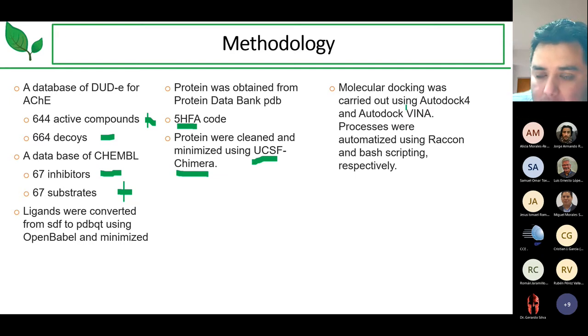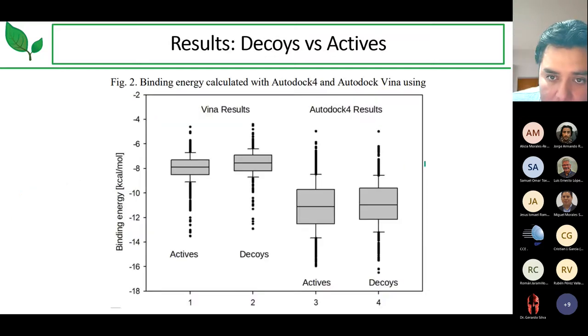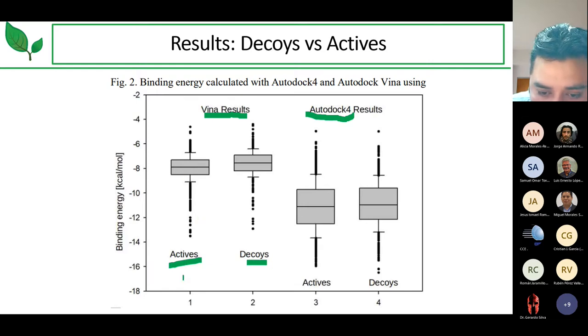Molecular docking was carried out using Autodock 4 and Autodock Vina with different processes that I will describe today. We automated it with Python and Bash scripting. Our results show the Vina results and Autodock 4 results, actives and decoys. There is no difference between actives and decoys.